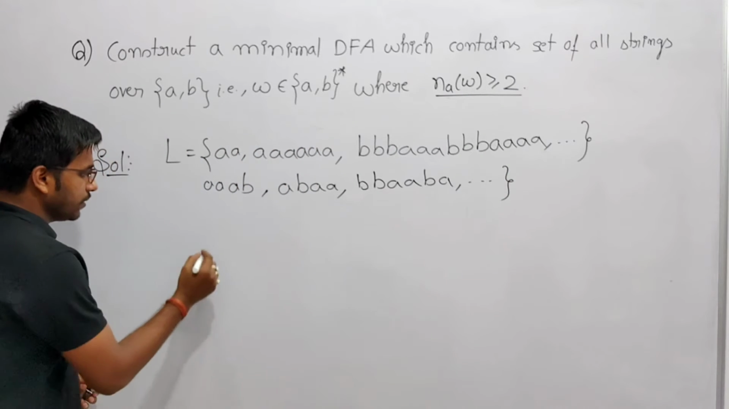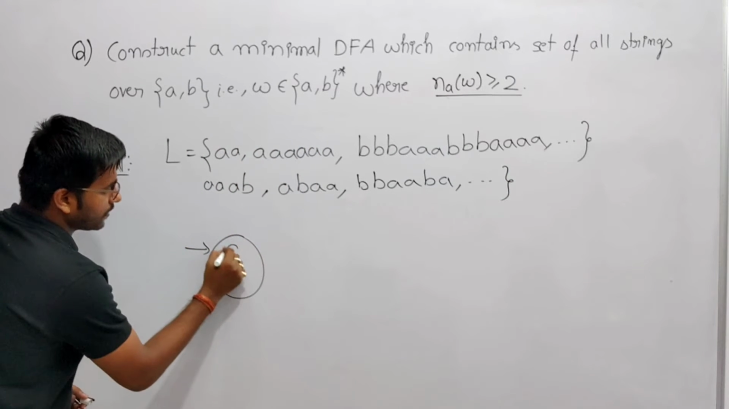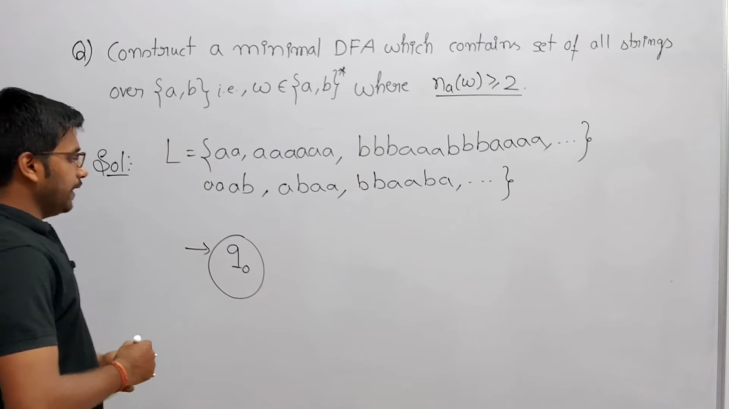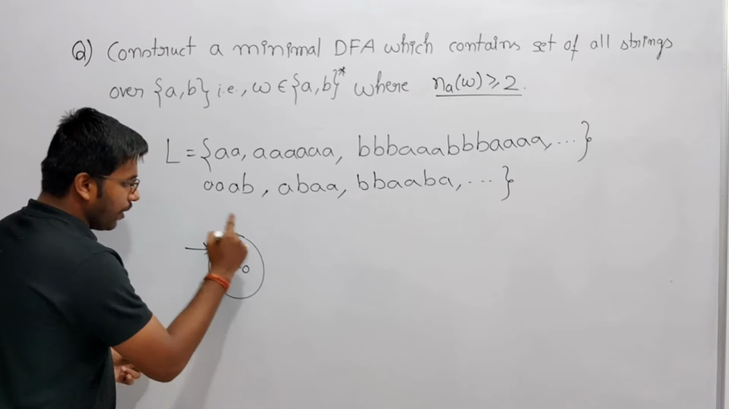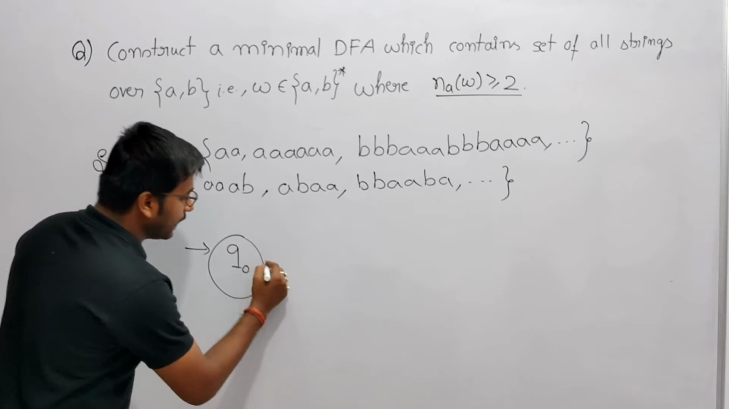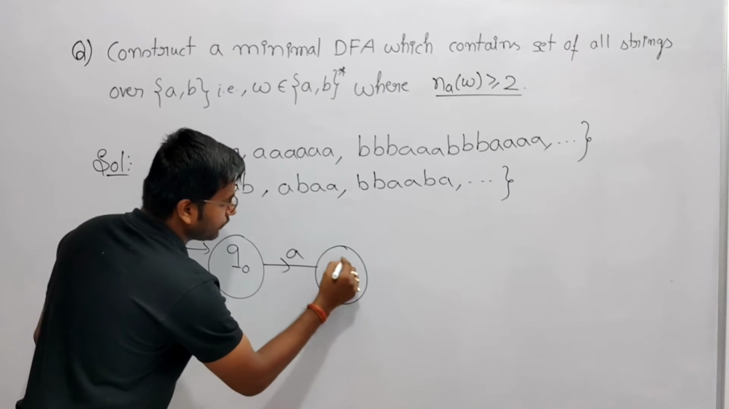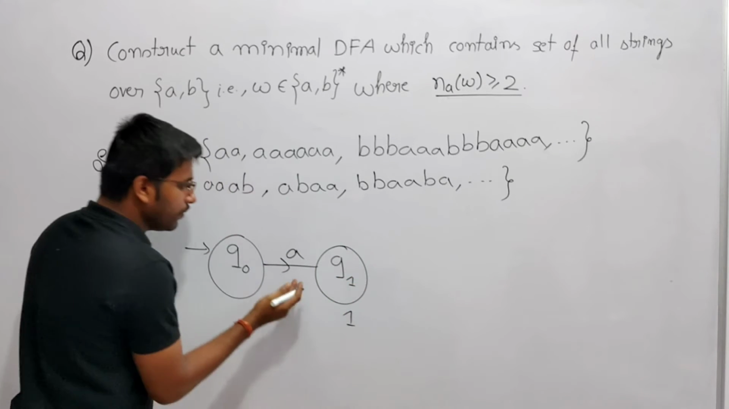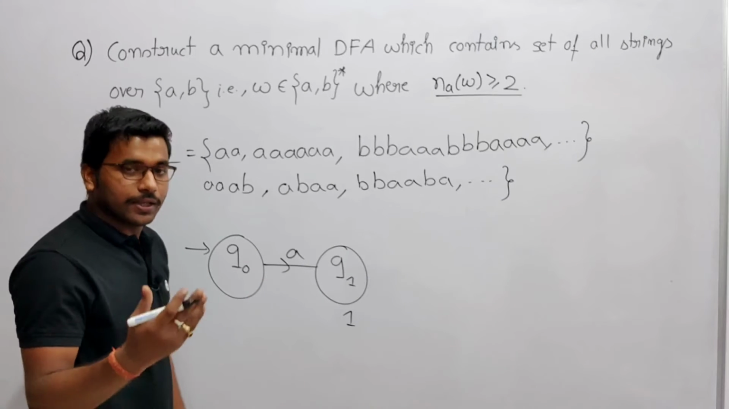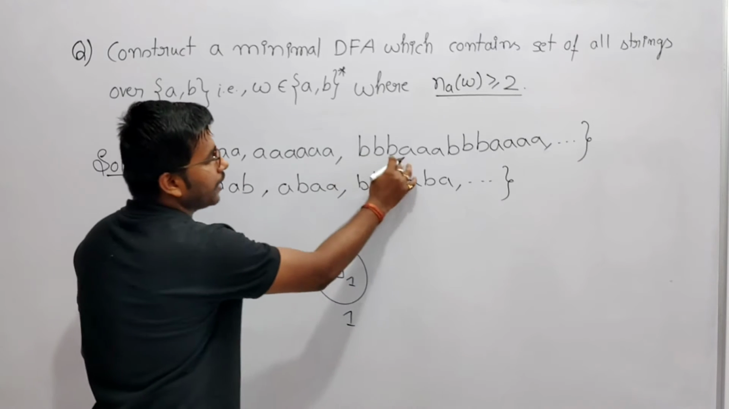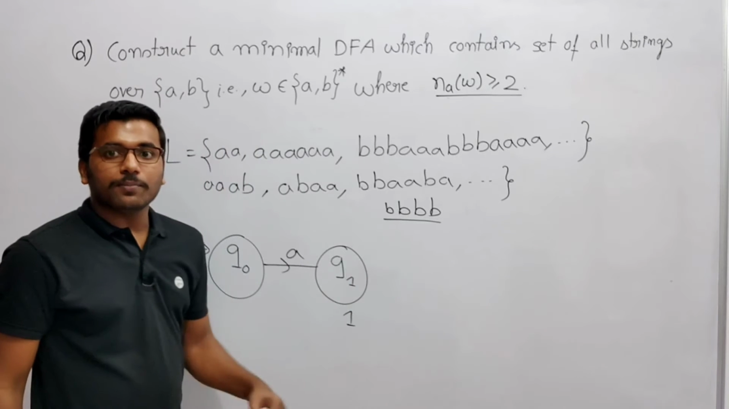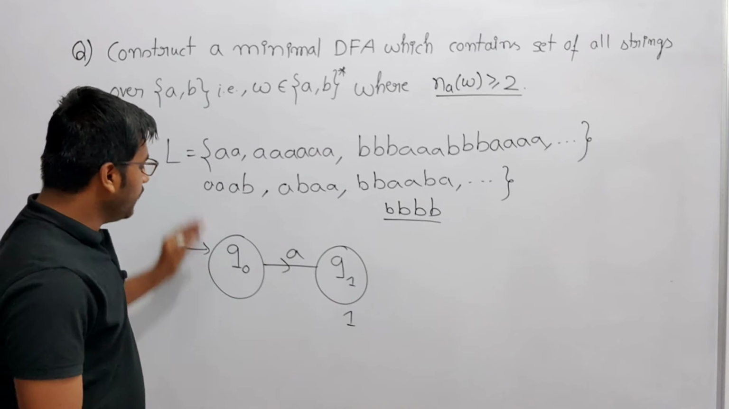Okay, so we will get the initial state. This state indicates that the number of a is 0. Now for every state I have to give a transition for every input alphabet. Now if we get a, the number of a will become 1. Before getting the first a, I can have any number of b. In any number of b, the number of a is 0, so it will remain here.